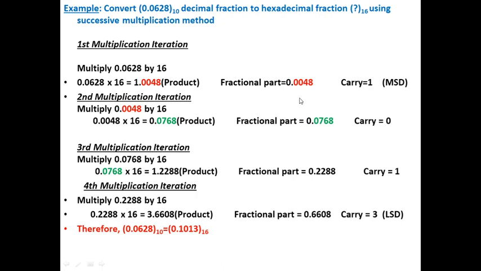Now how are you going to write the answer? Your question was 0.0628 in base 10, which is equal to 0 point, because this point is there in the question itself. You are converting a fractional part, so keep that point. Now don't go in reverse, you have got the answer as it is. So this 1 0 1 3, the answer is 0.1013 as it is. This is the first carry, second is 0, third is 1, and the last we have got 3. So 0.1013 is the answer in hexadecimal.